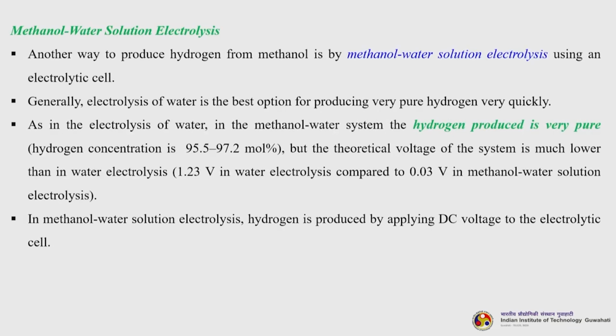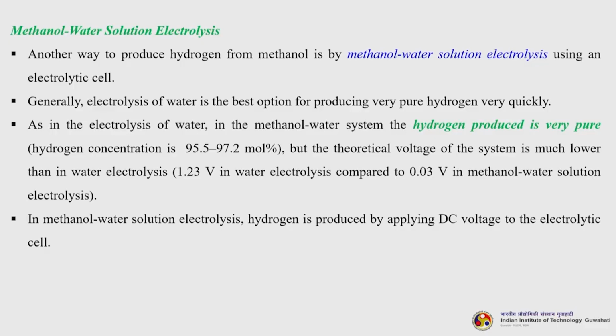The next one is methanol water solution electrolysis. Another way to produce hydrogen from methanol is by methanol water solution electrolysis using an electrolytic cell. Generally, electrolysis of water is the best option for producing very pure hydrogen, and that too very quickly. As in the electrolysis of water, in the methanol water system, the hydrogen produced is very pure, almost 95.5 to 97.2 mole percent, but the theoretical voltage of the system is much lower than that of the water electrolysis process, 1.23 volt in water electrolysis compared to 0.03 volt, very less it is, in methanol water solution electrolysis.